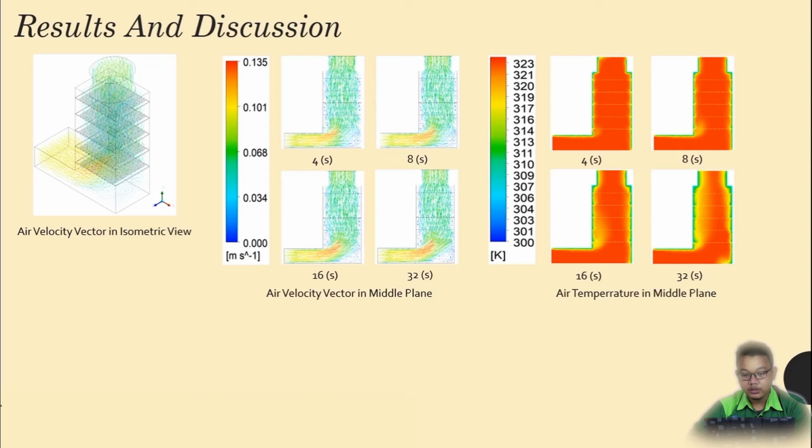The air temperature distribution was plotted in the middle plane. It had a purpose to know the different contours from time to time. It can be seen in this figure. At 4 seconds, the high air temperature was in the middle position, and air near the wall had a low temperature. At 8 seconds, in the top corner, there was a small discoloration from red to yellow.